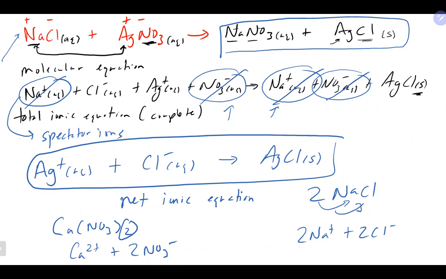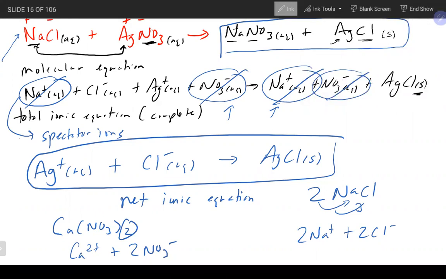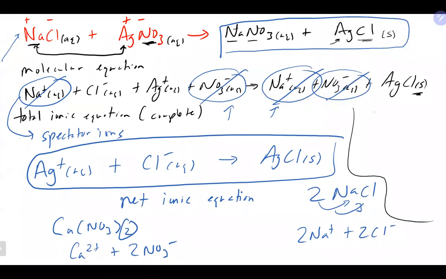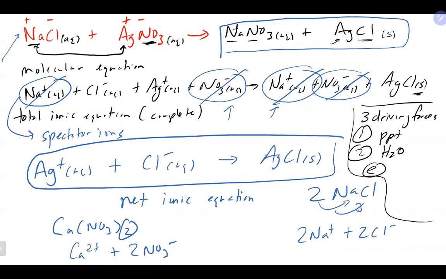Remember that there's really 3 reasons why a reaction takes place, which are sometimes referred to as the 3 driving forces for a reaction. And that is the formation of a solid, the formation of water, and an electron transfer. Double displacement reactions pretty much take care of those first 2 reasons. The other reason, electron transfer, happens in what we talked about, which was redox reactions.